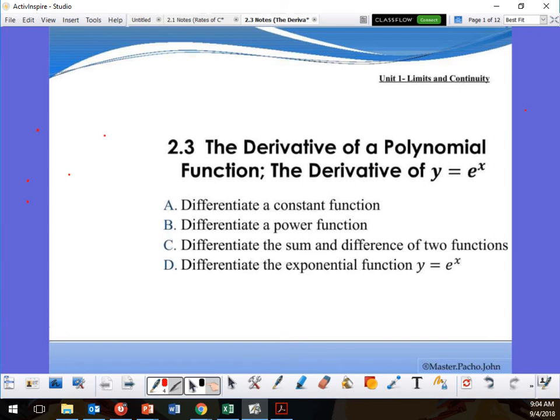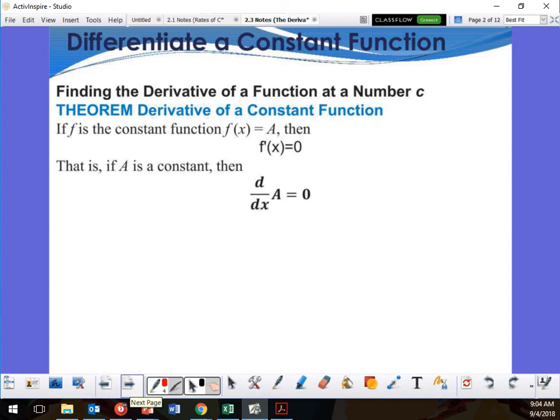Alright, so there we go. Derivative of polynomial function and the derivative of y equals e to the x. You guys all know this. You guys have all done it before, and you guys are all amazing, right? Say yes. There we go. All right, good. So, derivative of a constant number. That means no variables. It's just going to be a number. So, it gives me what?